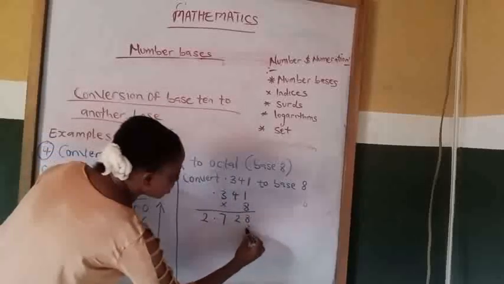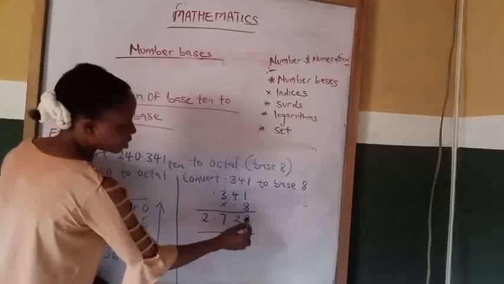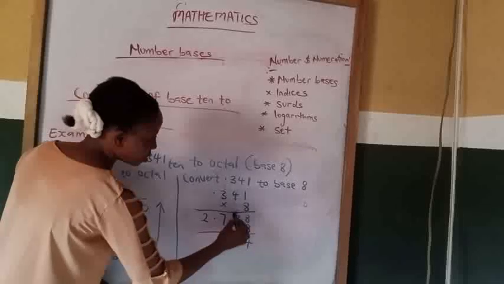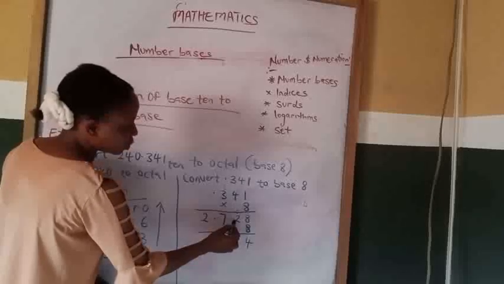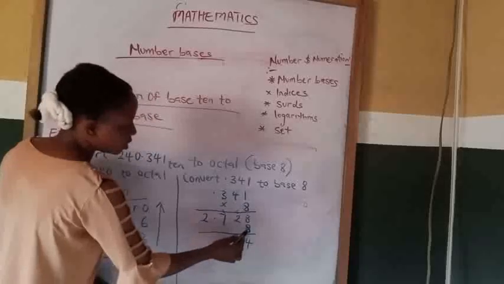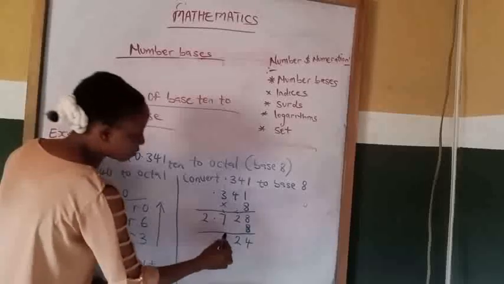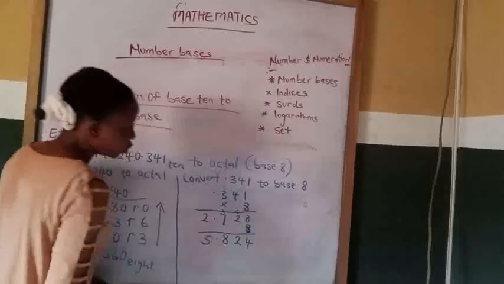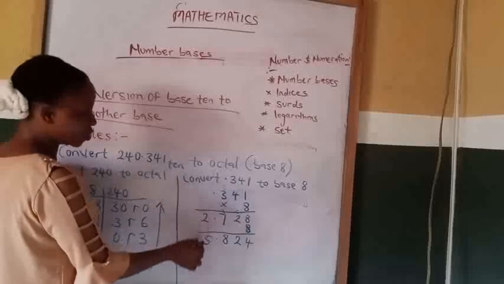Then you multiply by your base 8 again. 8 times 8 is 64. You write 4, carry 6. 8 times 2 is 16, 16 plus 6 gives 22. 2 carry 2. 8 times 7 is 56, 56 plus 2 is 58. 8 carry 5. Don't forget that you don't multiply your base by the whole number.